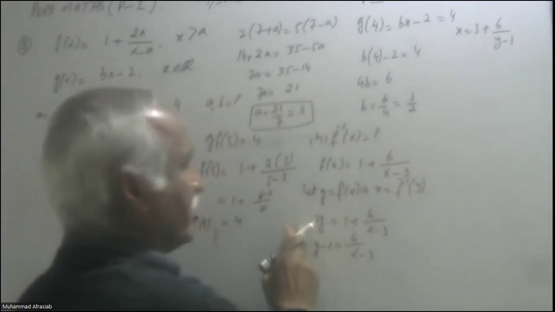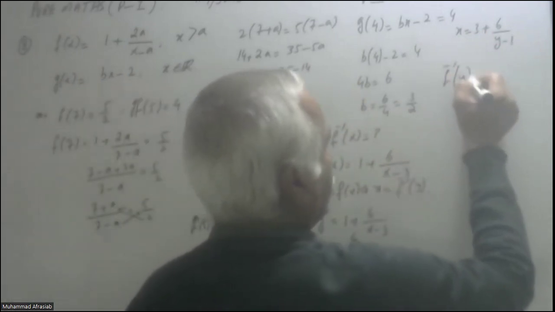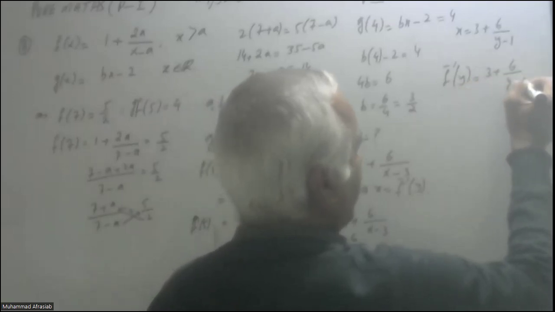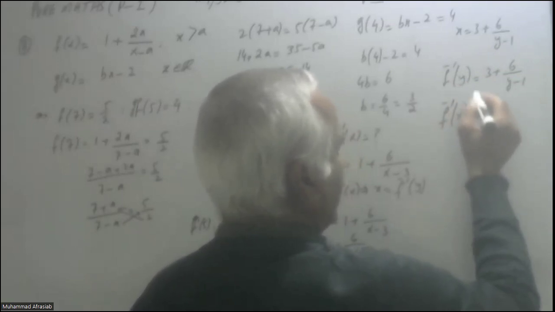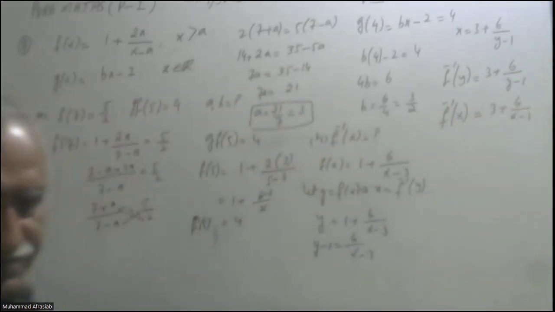But x itself is equal to f inverse of y, so that should be equal to 3 plus 6 over y minus 1. And finally, we replace y by x. So f inverse of x is equal to 3 plus 6 over x minus 1.